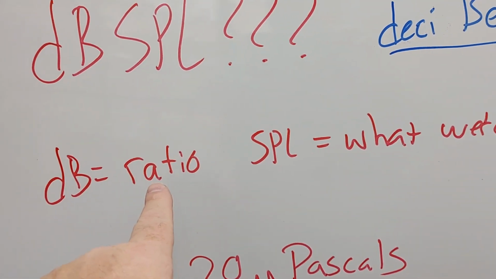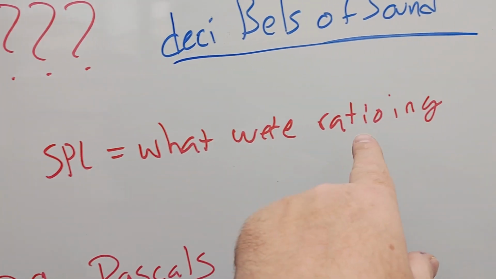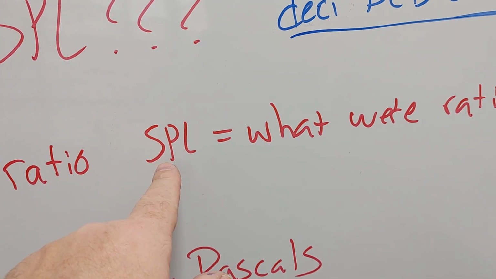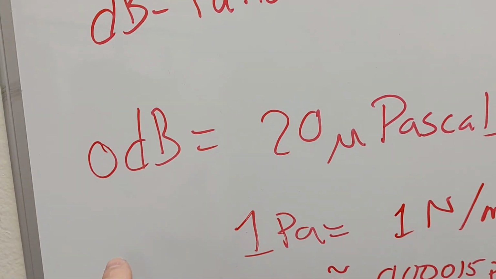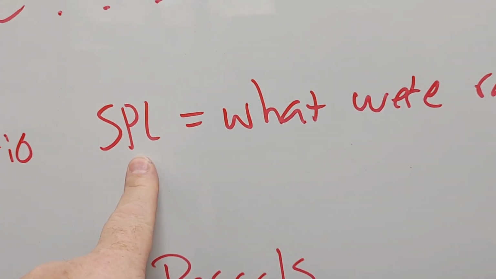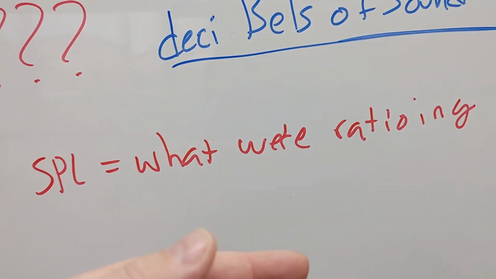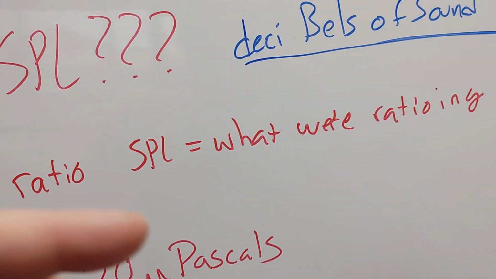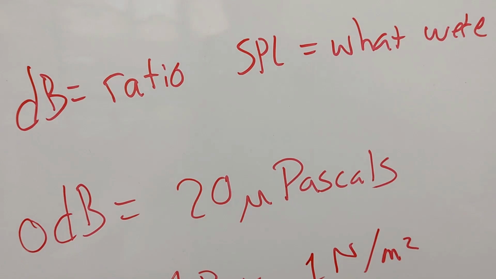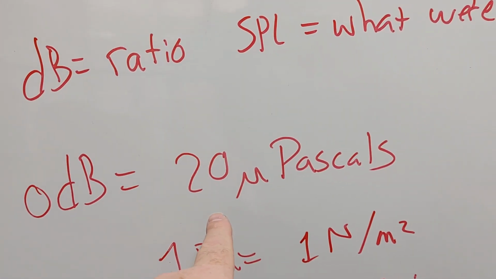So what do we mean? The dB is a ratio. SPL is what we're ratioing, in this case, sound pressure level. What is the basic sound pressure level? Because if you're going to do a ratio, you have to have an upper and a lower, right? You've got to have a comparison. So what do we consider as 0 dB? Well, 0 dB is 20 micropascals.